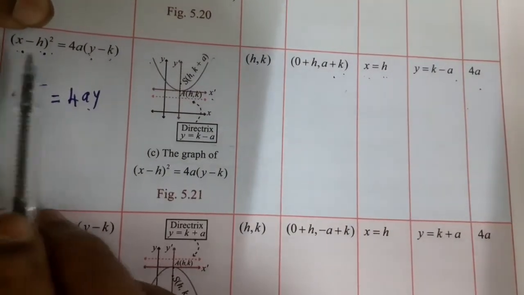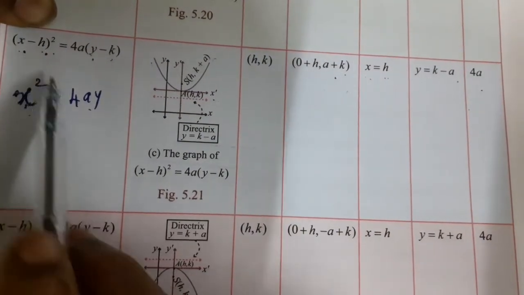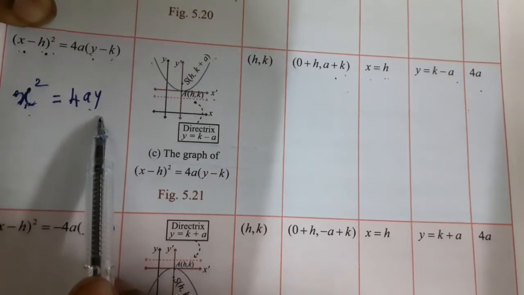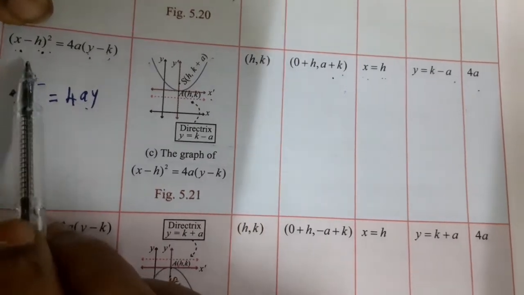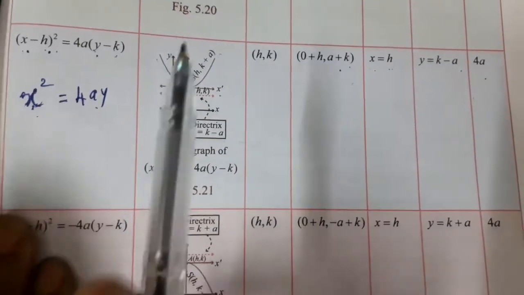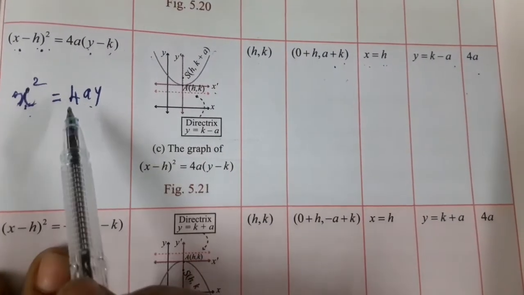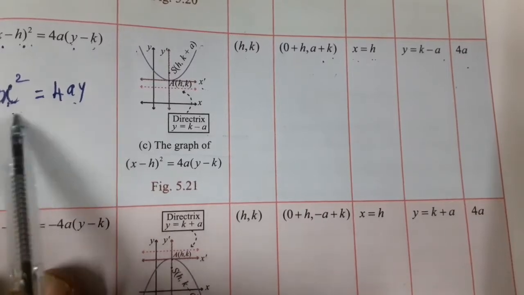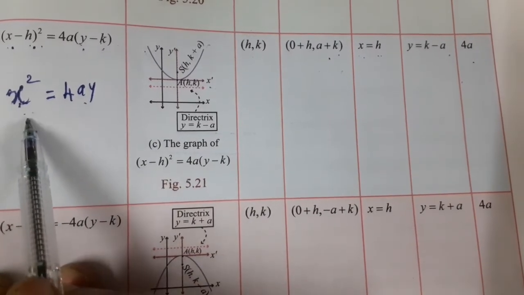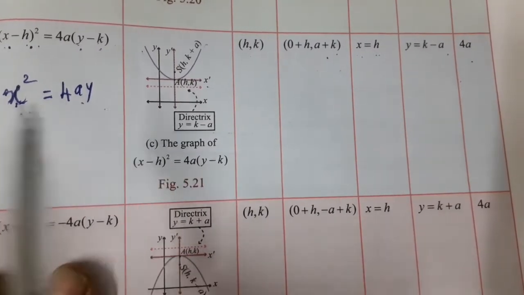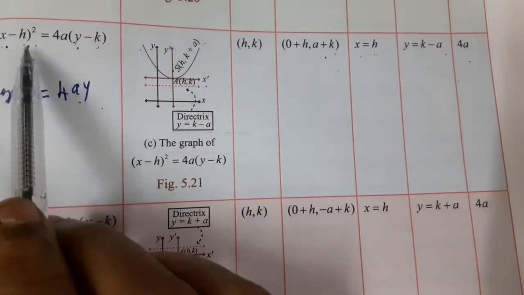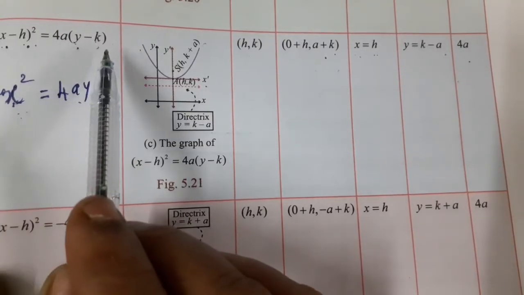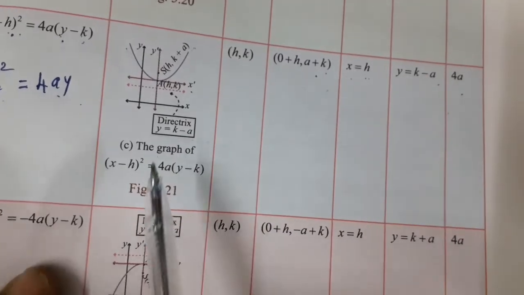Instead of x, replace x with x minus h. So (x minus h) the whole square equals 4a into (y minus k). Instead of x, you substitute (x minus h) the whole square, and instead of y, you substitute y minus k. If it passes through the origin, the formula is x square equals 4ay. The other is (x minus h) the whole square equals 4a into (y minus k). It is the same.